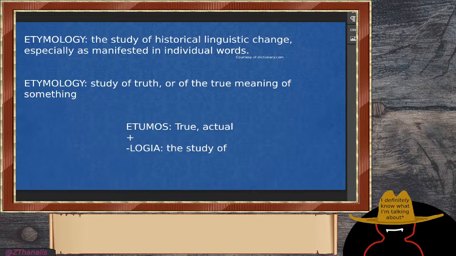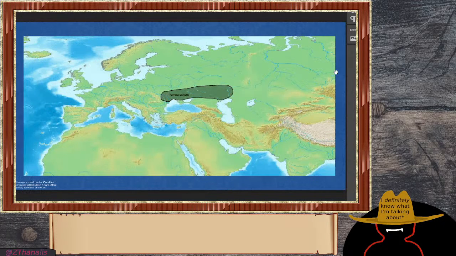Next step on a little journey, we're going to talk about PIE, which I've used before, but what is that? PIE is an acronym. PIE stands for Proto-Indo-European.